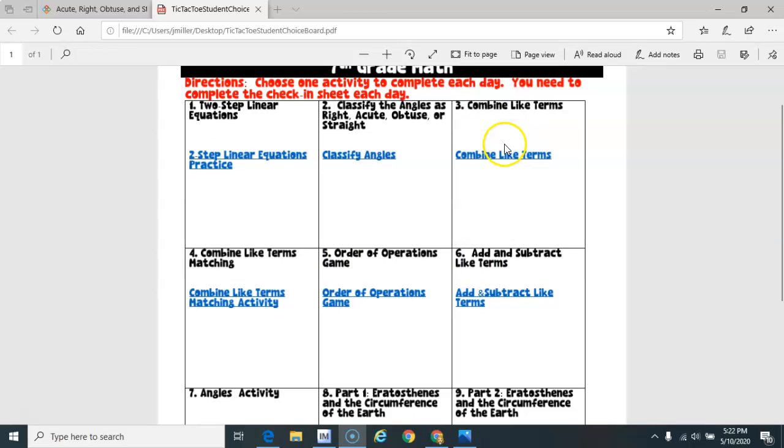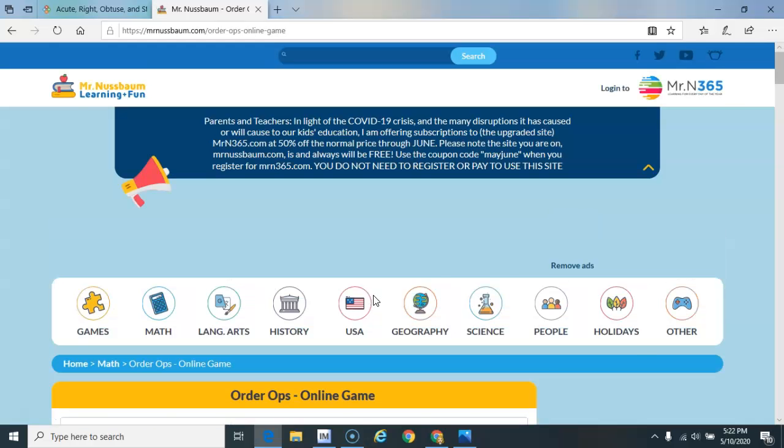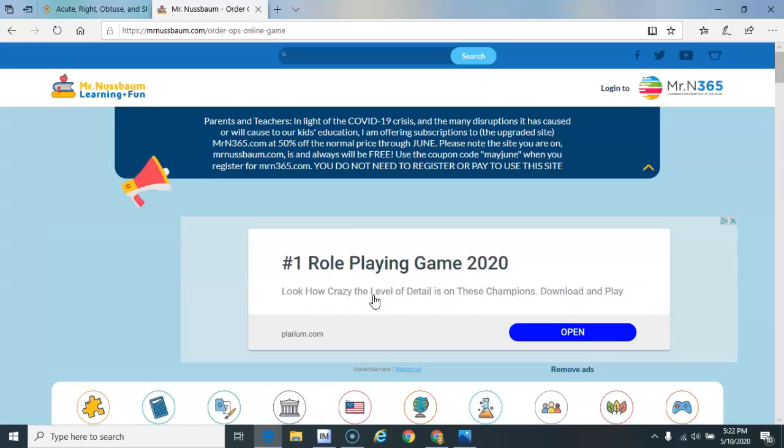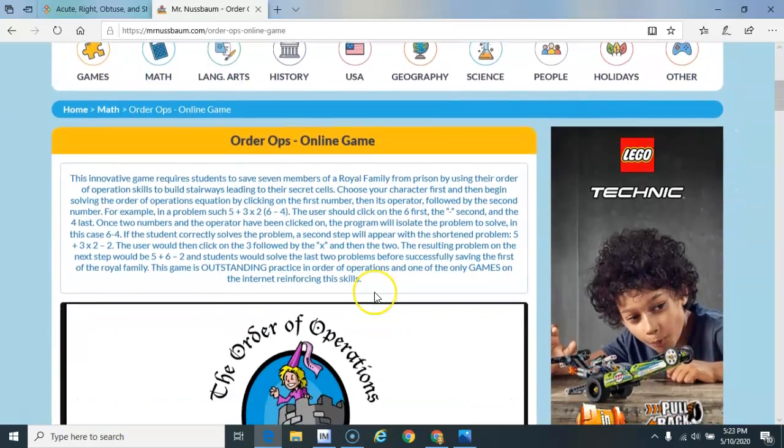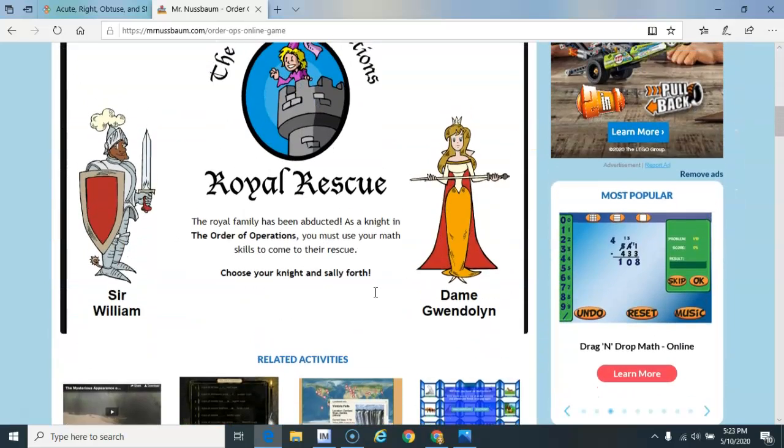The activity number 3 is combining like terms. Number 4 is a combining like terms matching activity. 5 is an order of operations game. We've played that one in a Math Power Hour if you were in the order of operations group. It looks a little bit different. It's kind of a fun game.